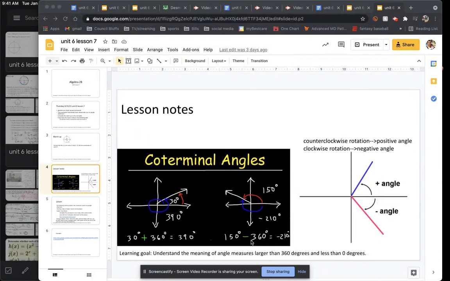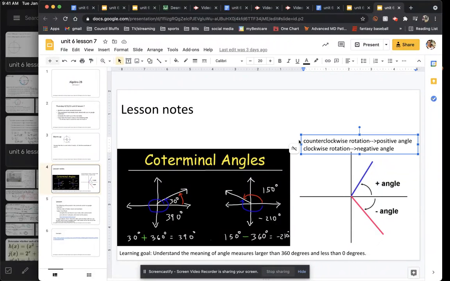And it's the same thing if I subtract 360. So in this case, I have an angle of 150 degrees. And if I subtract 360 from it, I get negative 210. Negative 210 would mean rotating 210 degrees in the opposite direction. That would end in the same spot. That is also coterminal. The key with this is right here.